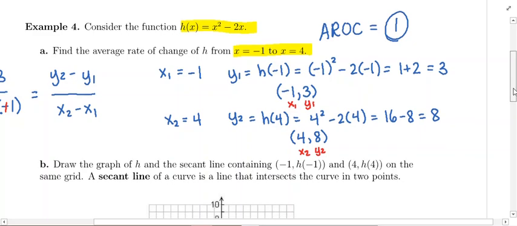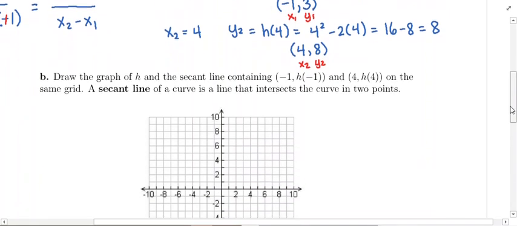That is how you compute an average rate of change. You are given two x values. You take each x value and plug it into the function to get the corresponding y value. That gives you two ordered pairs, (x1, y1) and (x2, y2), and then you apply the slope formula, y2 minus y1 over x2 minus x1. That gives you the average rate of change. So that's how you compute it, but now we need to talk about what it actually means. We will do that in parts B and C.